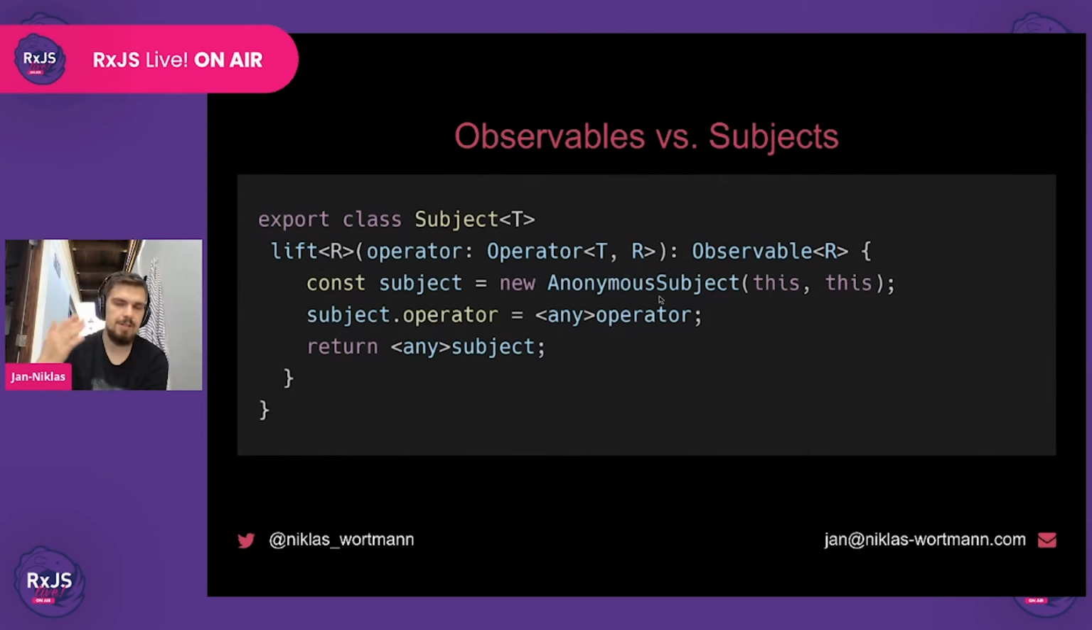The anonymous subject is the underlying type of subject, so kind of the base type. I'm not even sure if it's publicly exposed. But this is where this comes from. And this behavior will change in the future for subject to some extent, but this is the current situation.